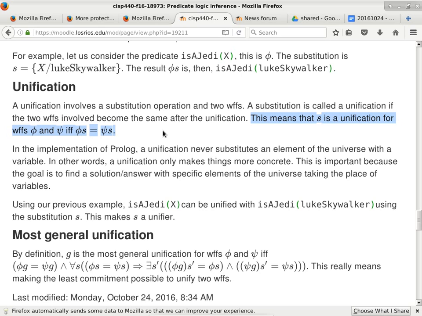Is that okay or not? Any questions about the definition? Any questions about what this really means? Because this really is the part that we are trying to get to. This is unification.